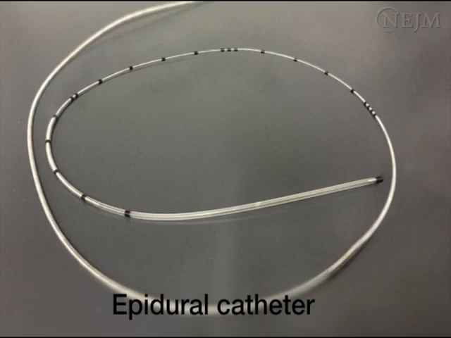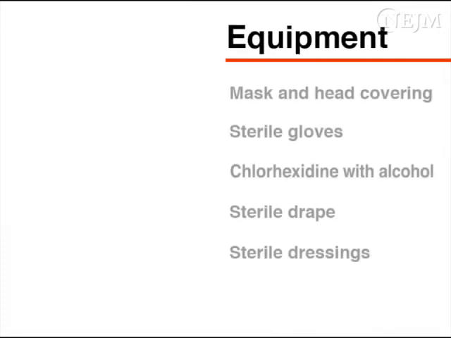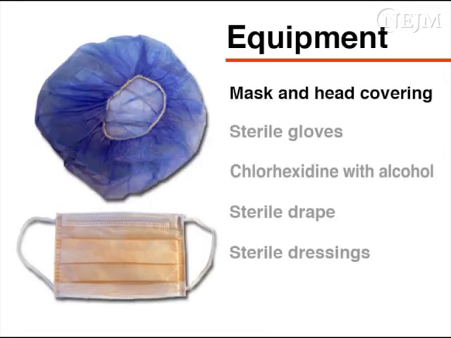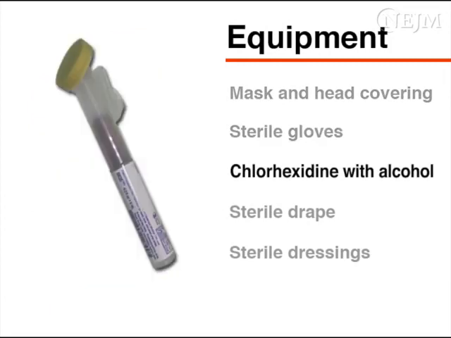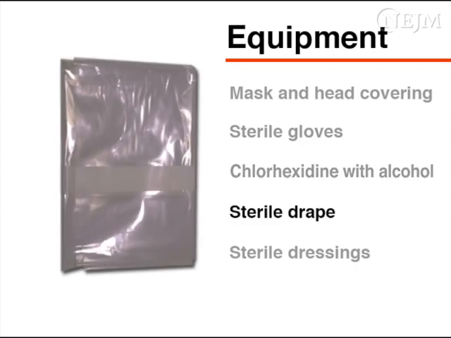The epidural catheter has markings starting 5 cm from the tip, with markings at 1 cm intervals and specific markings at 5, 10, 15, and 20 centimeters. In addition to the contents of the kit, each person present at the procedure will need to don a mask and head covering. You will also need sterile gloves, an antiseptic skin cleanser, preferably chlorhexidine with alcohol, a sterile drape, and sterile dressings.